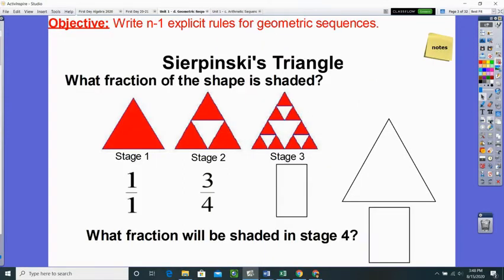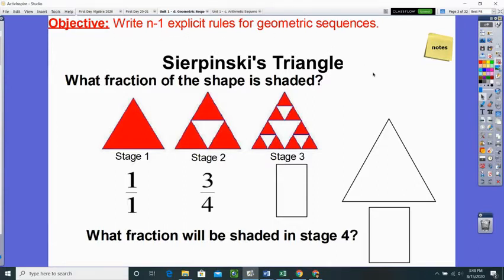And our objective is going to be to write N-1 explicit rules for geometric sequences. Now, you're going to notice that there's nothing happening here about a simplified rule. So just realize we will talk about where we use geometric sequences in our next video, and you'll see where we'll kind of deal with that explicit rule. That is a simplified rule, rather than N-1.